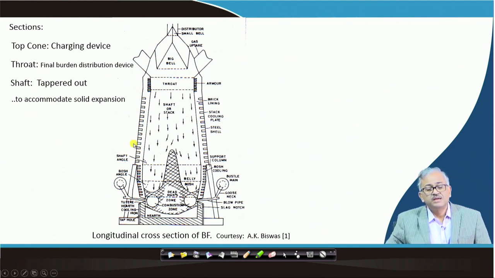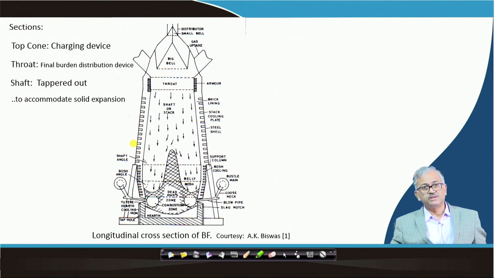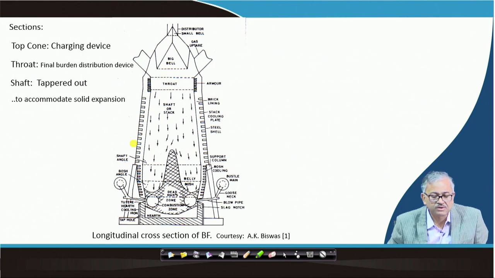Here most of the reduction takes place. There is gas solid interaction, and the burden gets reduced mostly in the shaft region in the solid state. It is a very important portion in a blast furnace because here you have to maintain proper permeability of the bed so that gas and solid interact significantly. I will come to that later on.